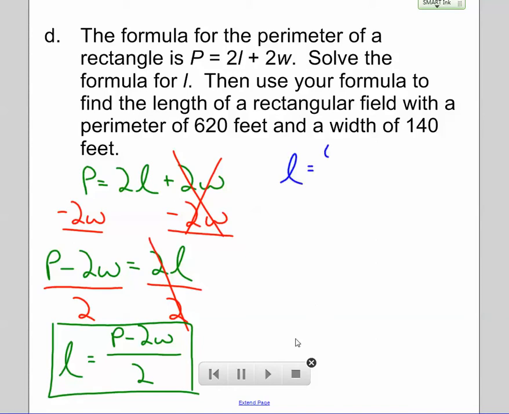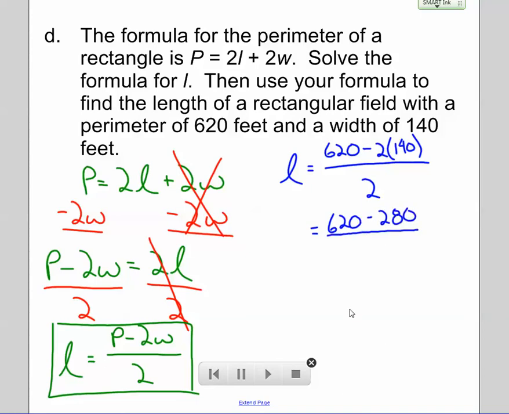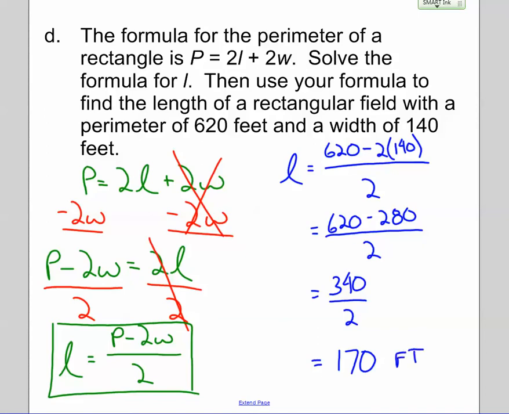So length equals perimeter, 620, minus 2 times the width, 140, all divided by 2. So I'll do order of operations. 620 minus 280 over 2, which is 620 minus 280 is 340 divided by 2, and 340 divided by 2 is 170, or 170 feet. And that works because if we did 170 plus 170 plus 140 plus 140, the two lengths and the two widths, we'd have the perimeter 620. So that's how it's useful.